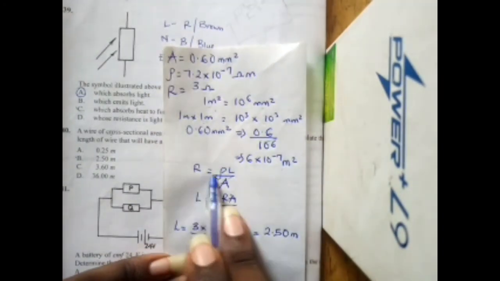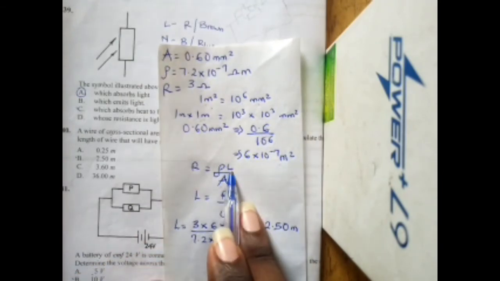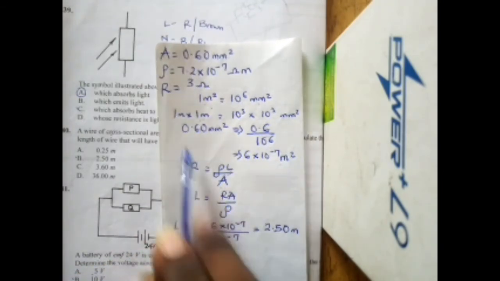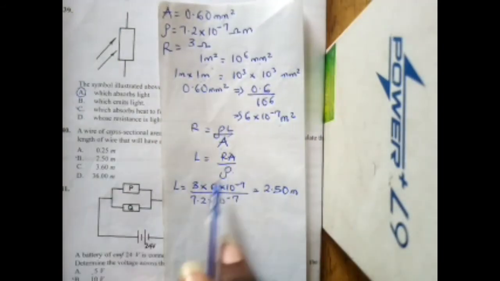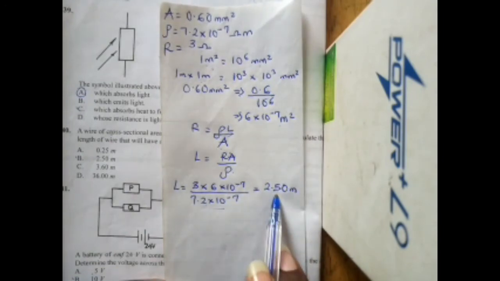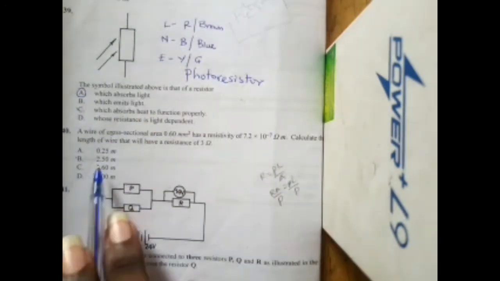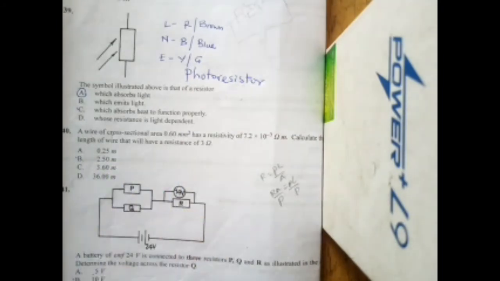Now resistance is equal to resistivity times length over area. We have to find the length of the wire that will have a resistance of 3 ohms. So the length is RA over resistivity. Resistance times the area over the resistivity gives me 2.50 meters. So the answer here is 2.50 meters.